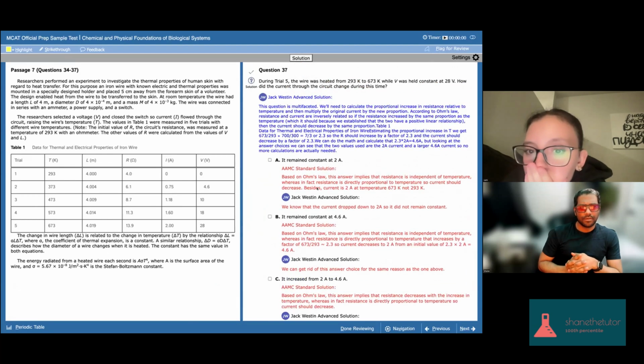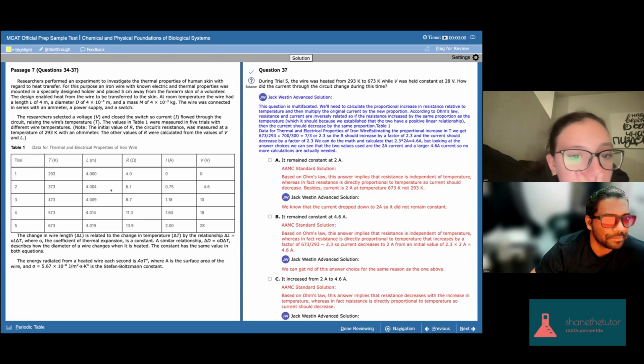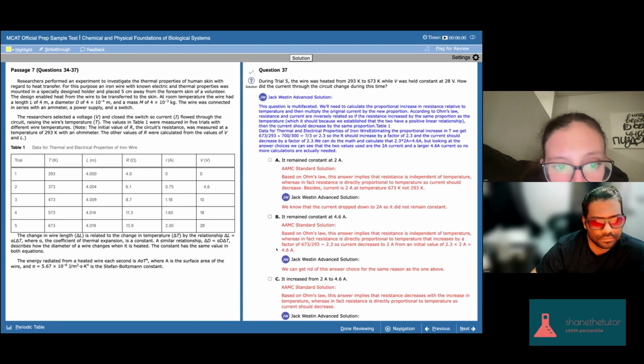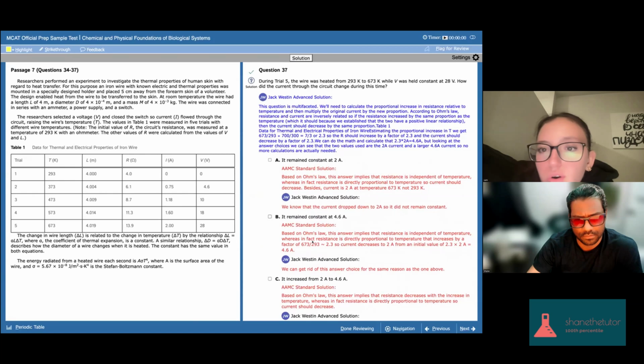They said during trial 5, the wire was heated from 293 to 673, while the voltage was held constant. How did the current through the circuit change during this time? Wait, I remember this. D3 is this one. And so then I was looking at the current from the beginning to here. Wait, but when was the current at 4?